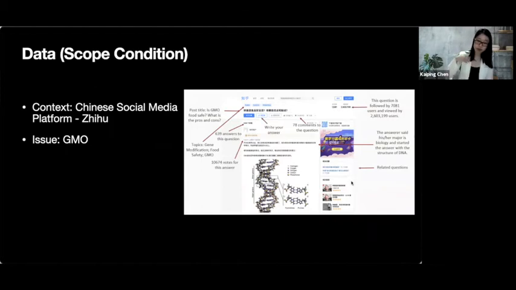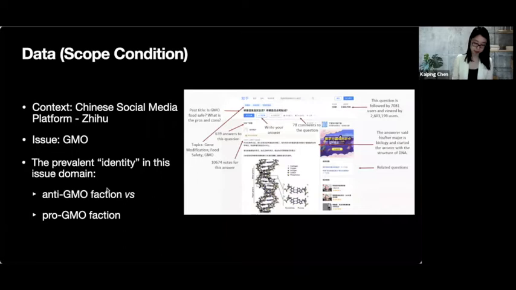And then users can also click the vote button to endorse an answer, and can also comment on the answer. So for the issue focus in this paper, I study GMO, because GMO is actually one of the most controversial science issues in China that has been constantly discussed in the past decade. And there is a lot of misinformation about GMO related to its safety, and also conspiracy theories about the bioweapon and foreign influence on Chinese GMO.